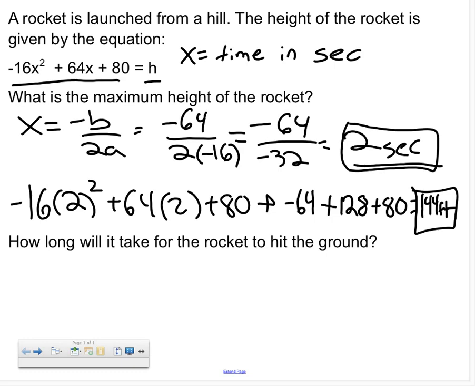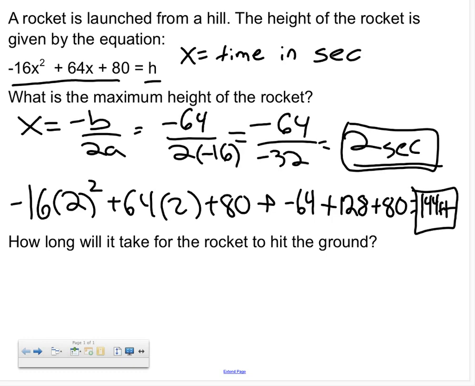So the next type of problem that you'll see here is the x-intercept problem, or I guess you could call it the quadratic form problem or question, because we're going to need the quadratic equation usually to solve these, although some of them could be factored as well. So it says, how long will it take for the rocket to hit the ground?